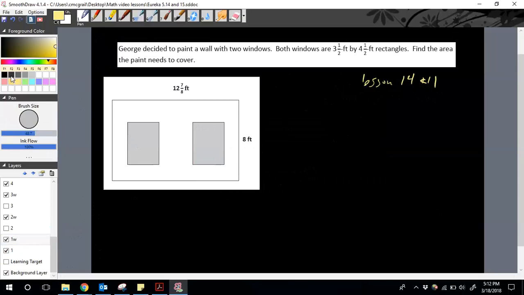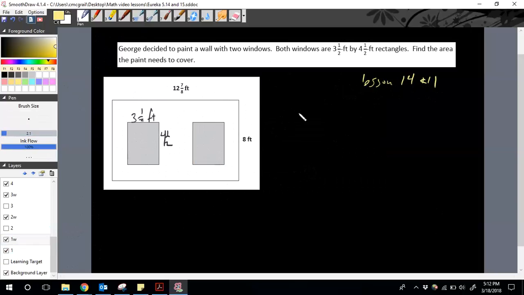So I'm going to go ahead and take some notes here just to help me out. These windows are 3.5 feet by 4.5 feet. And I noticed that there are 2 of them. So here's my plan. I'm going to find the area of the entire wall, and he has to paint the whole thing except for this area here and this area here. So I'm going to calculate the area of the window, multiply it by 2, and then take that area away from the whole wall, and hopefully that should give me the amount that he needs to paint. So let's get started with the area of the room.